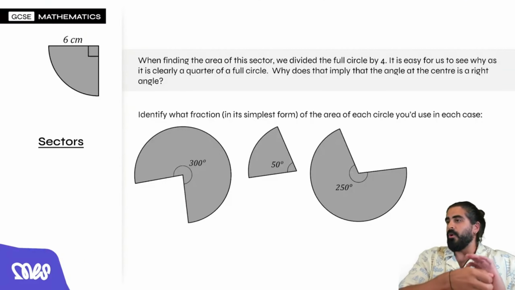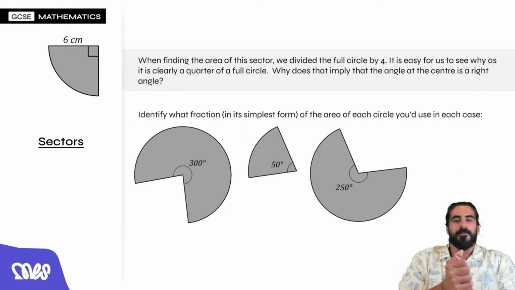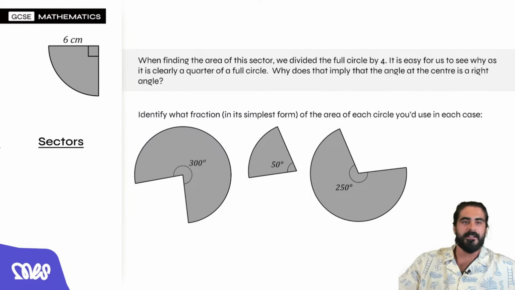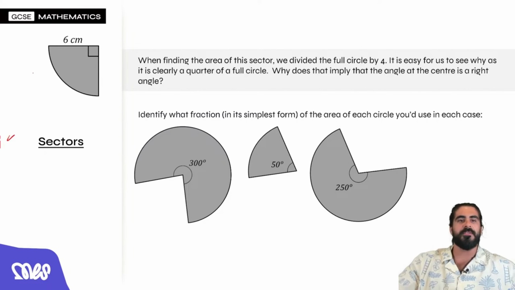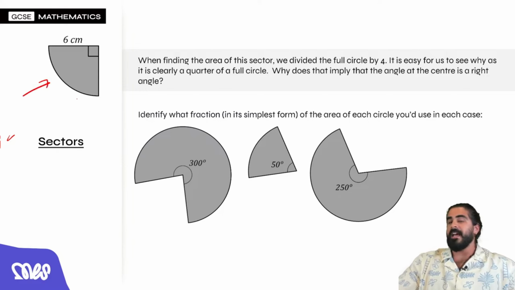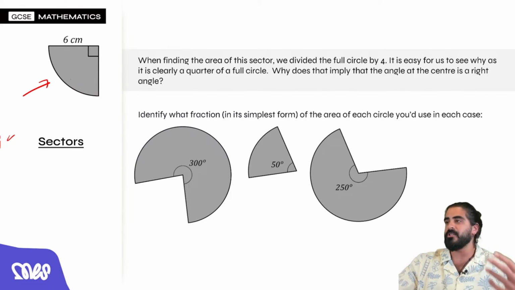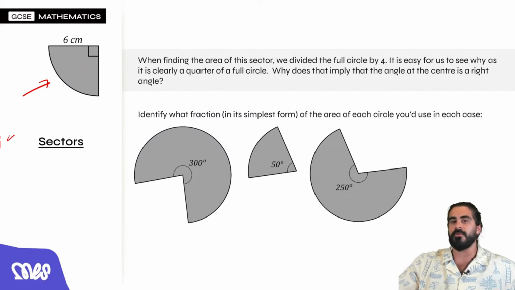So, what are arcs and sectors? Well, if you look at this image on the left here, you can see that when finding the area of this sector over here, we divide a full circle by 4. Now, this is something you would say by instinct. If you saw this image, you would say, look, that's a quarter of a circle. Now, the question is, why is it that we immediately say that this is a quarter of a circle?